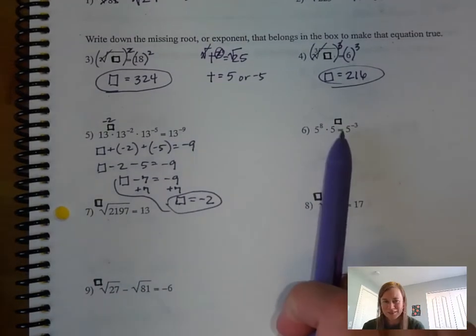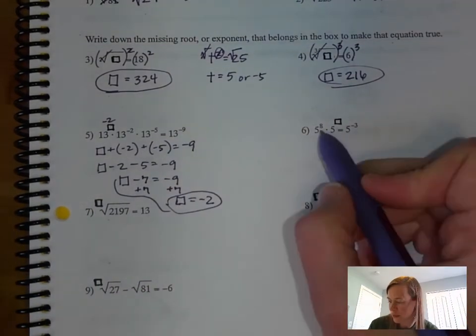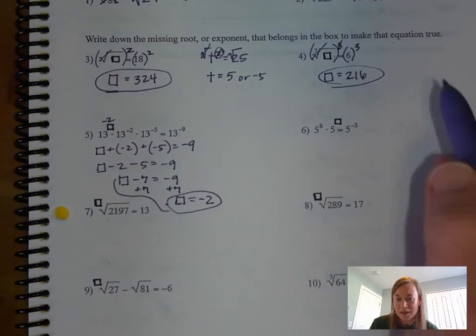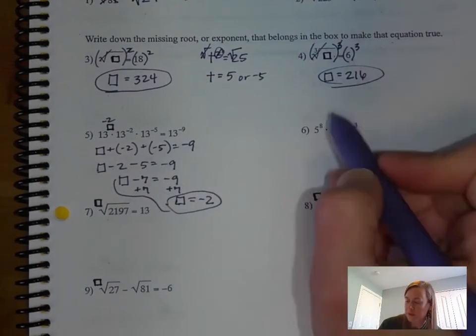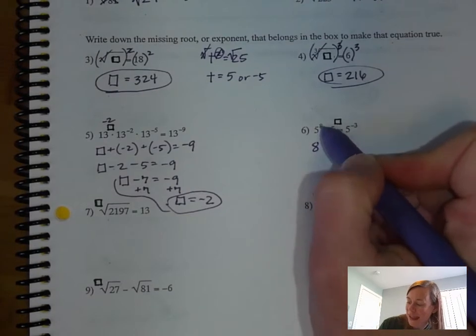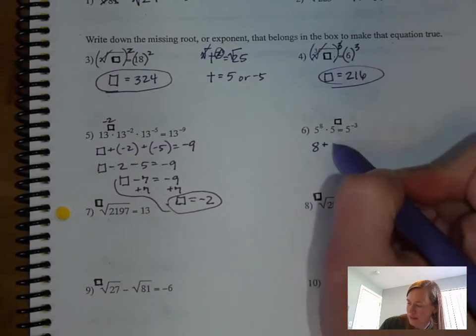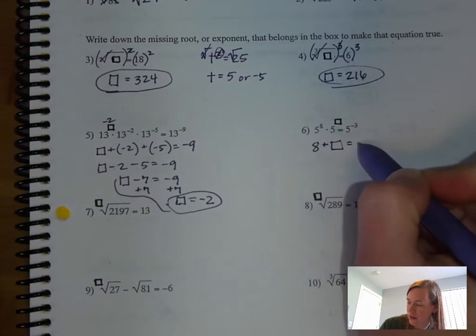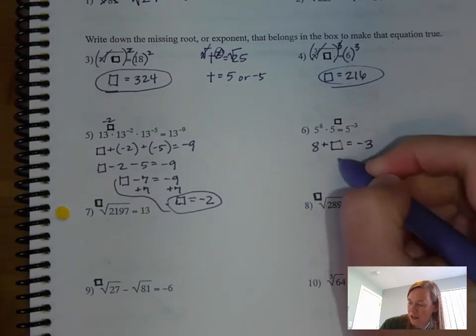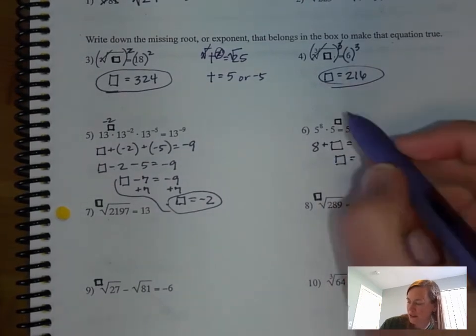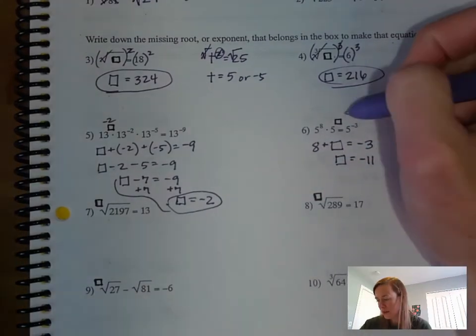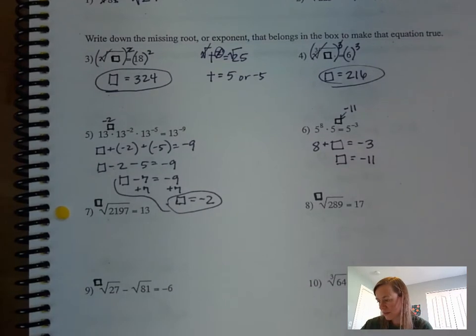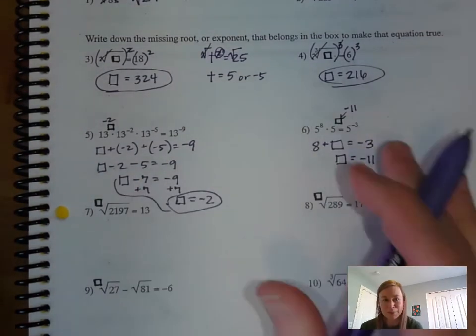Okay, what about this one? It's done the same way. So you notice that they're being multiplied. So you know that the exponents are just going to add together to equal this one. So you can do 8 plus box equals -3. Now you just need to solve for the box, or you could put an x there instead. We're subtracting the 8 from both sides, so you're going to get -11. So the number that would go in that box is -11. Okay, so that's how you do problems that look like that.